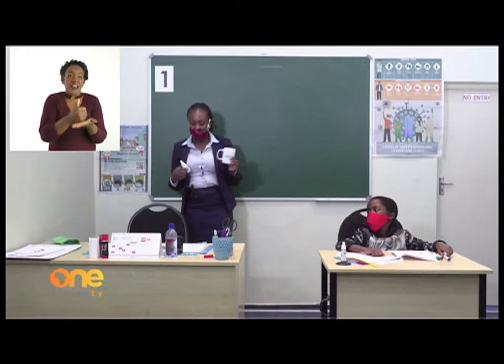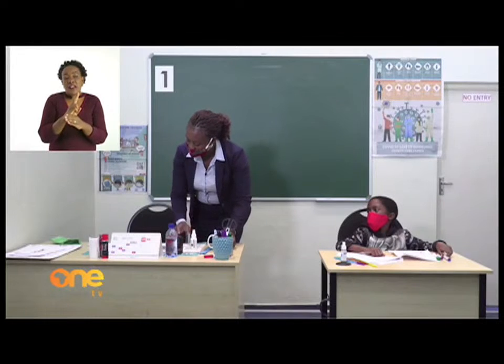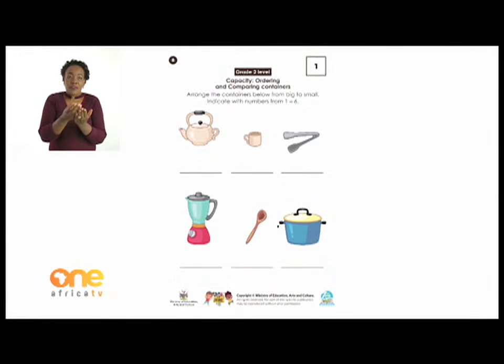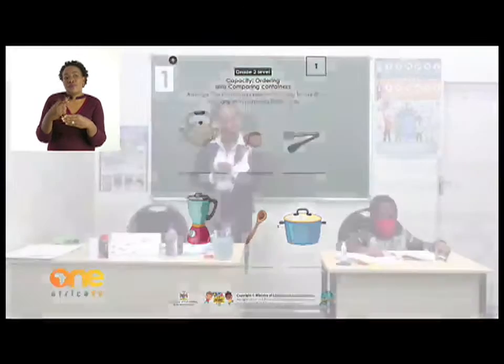sanitizer. Now there is work in your book with different containers. You can see a teapot, a cup, and some other different containers. You are going to arrange the different containers from big to small. And you indicate with numbers from 1 to 6. Which one is the biggest? Followed by which container? This is what you are going to do on page 8, grade 2s. Thank you very much.